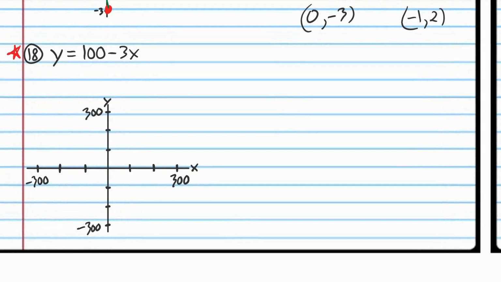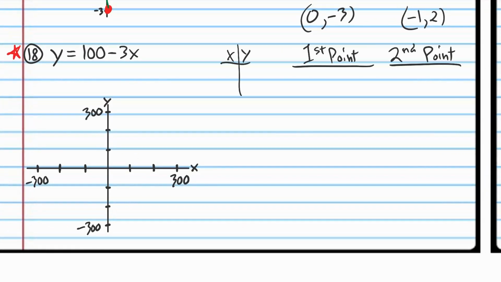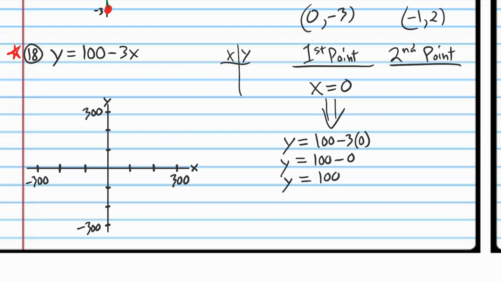So let's graph this one together. You can do the next one. So y is isolated, so it's better to choose x. So we'll choose 0. 0 is going to work in this case. So y is then equal to 100 minus 3 times 0. 3 times 0 is 0. So if x is 0, then y is equal to 100. So that's going to be pretty easy to graph. That's going to be about here.